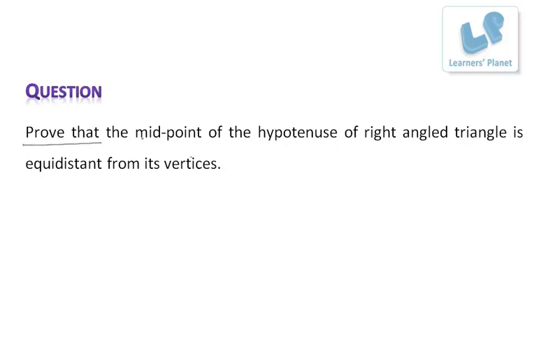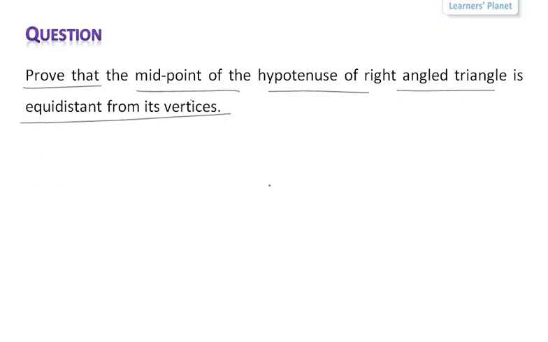Prove that the midpoint of the hypotenuse of a right angle triangle is equidistant from its vertices. Okay, now let us say you have a right angle triangle. This angle is 90 degrees, and let's say this is the midpoint of the hypotenuse.